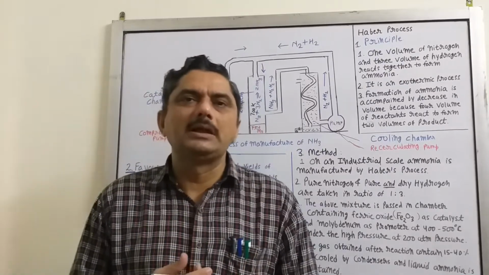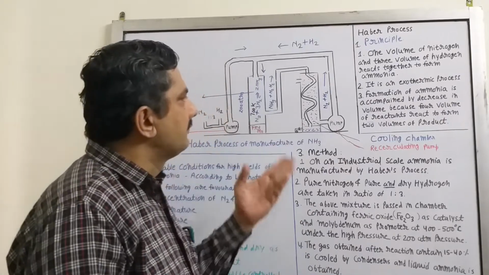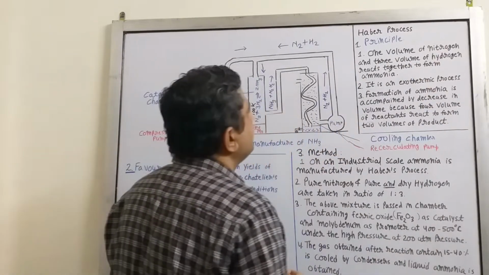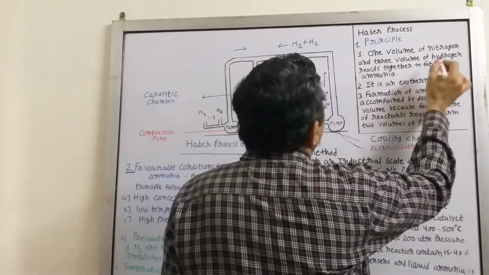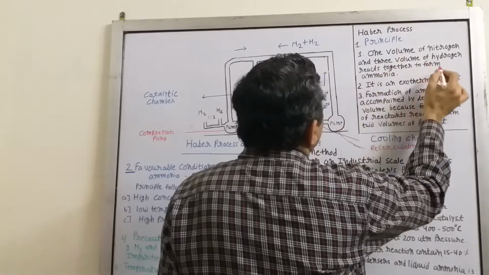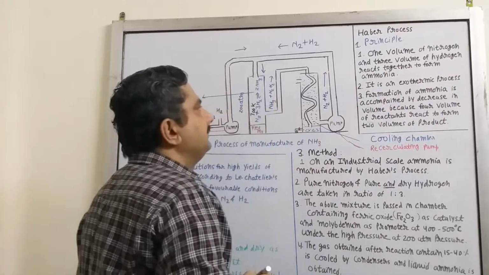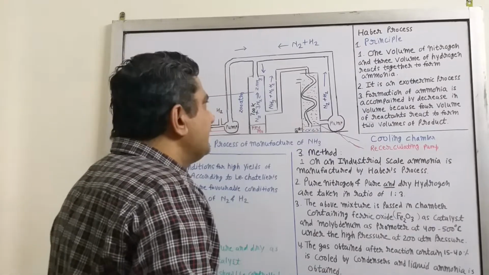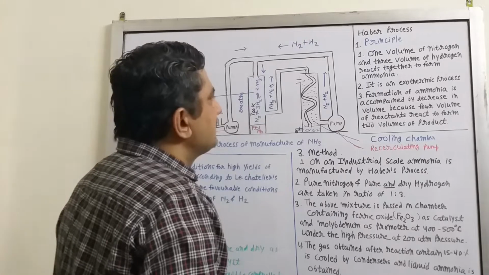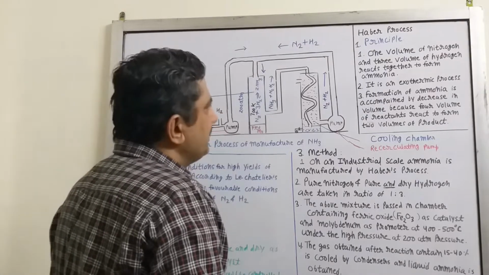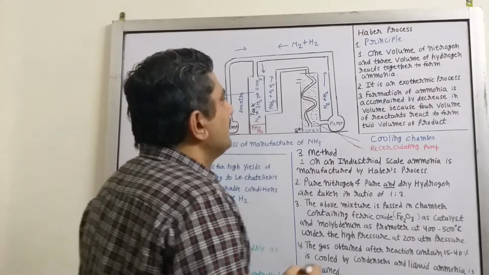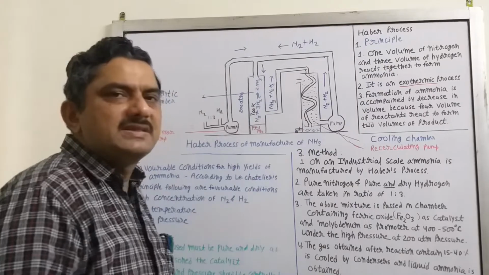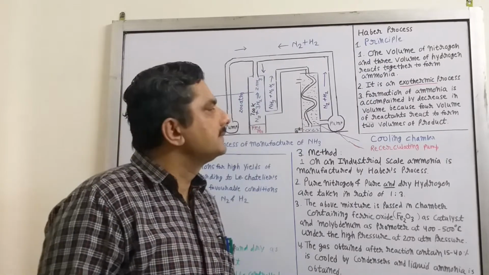On what principle is the Haber process based? Very first, 1 volume of nitrogen and 3 volumes of hydrogen react together to form ammonia. Number 2, it is an exothermic process, which means heat is evolved during the process.